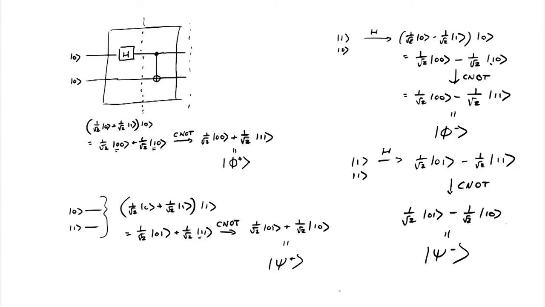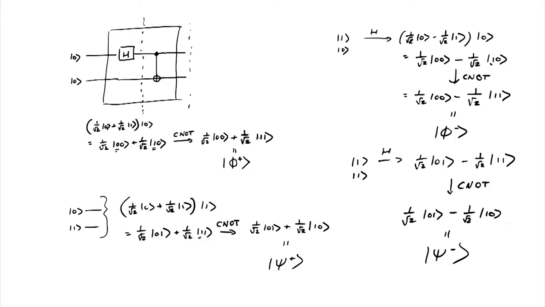Okay, so now these 4 states are called the Bell basis states. They form an orthonormal basis for the 4-dimensional complex vector space of 2 qubits. How do you see that they're orthonormal? Well, one way you can do it is by computing their inner products and checking that they are 0. Here's another way you can do it.